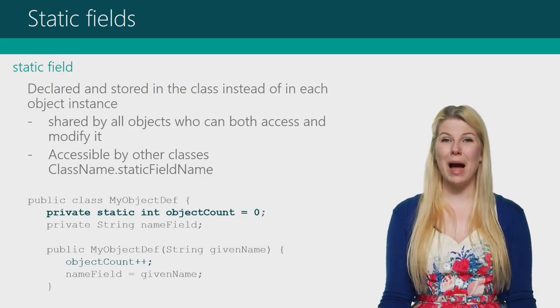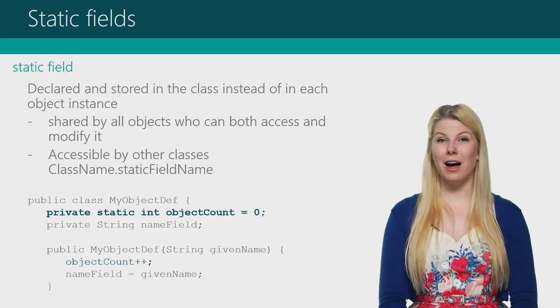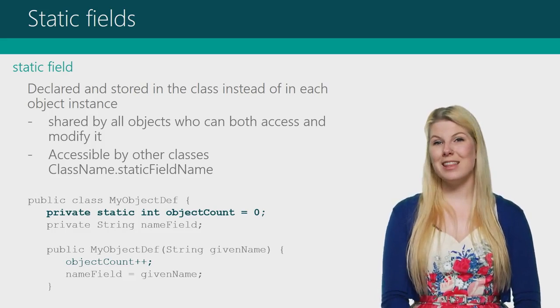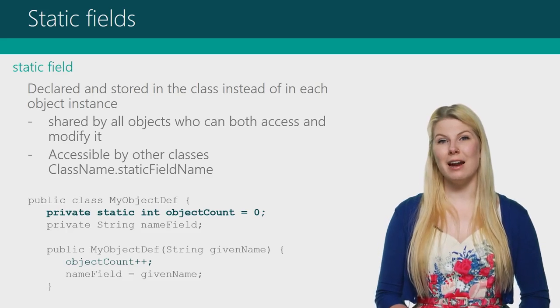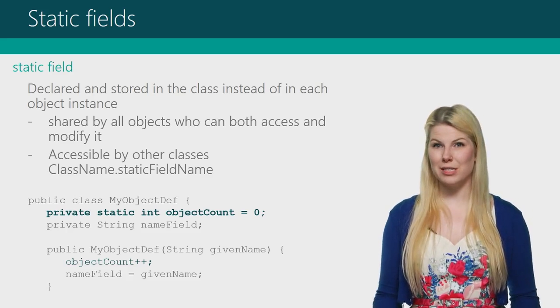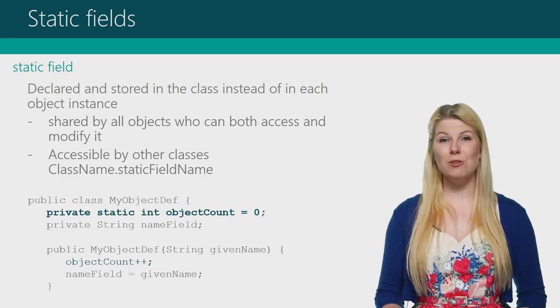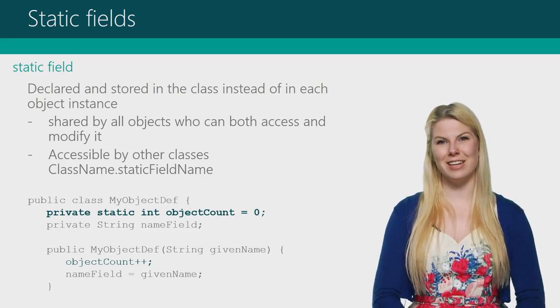Here's a good example of why you would want a static field. Let's say you have a field called object count. You set it to 0 and you make it static. Then in the constructor, you increment it. This means that anytime you create a new instance of this object, the variable object count is going to go up by 1. So you always know exactly how many instances of your object are currently in existence.